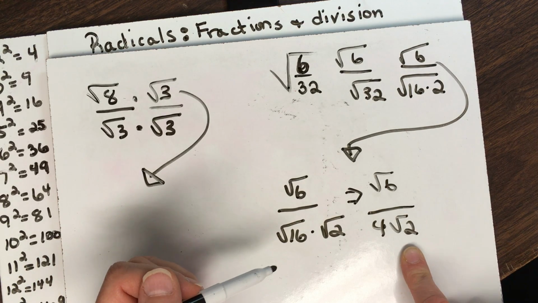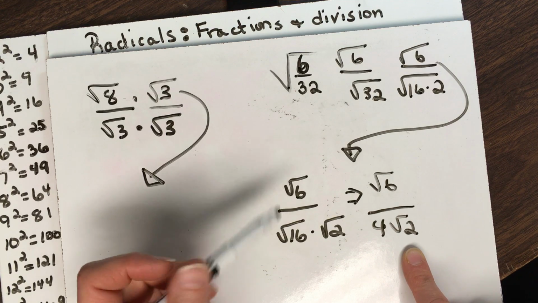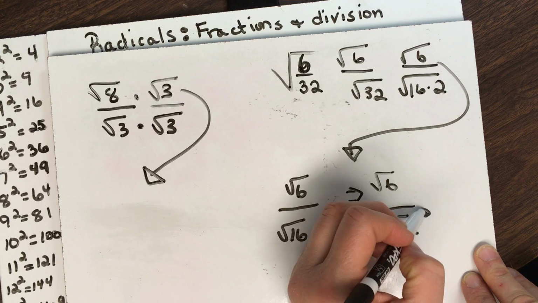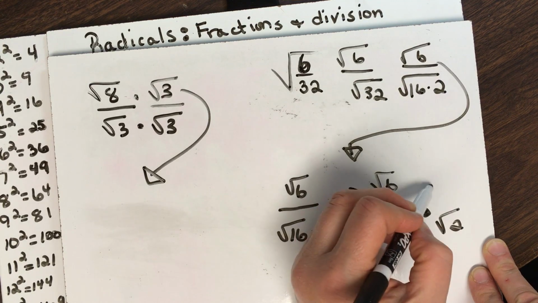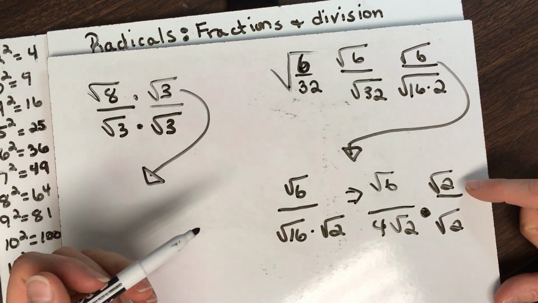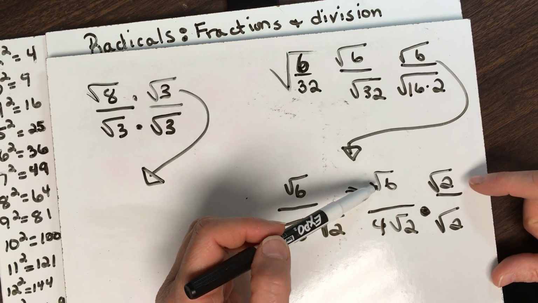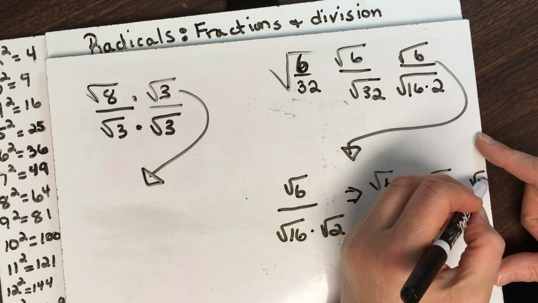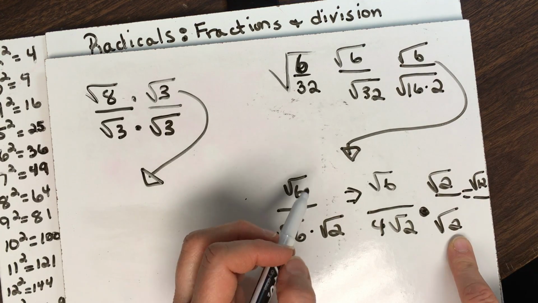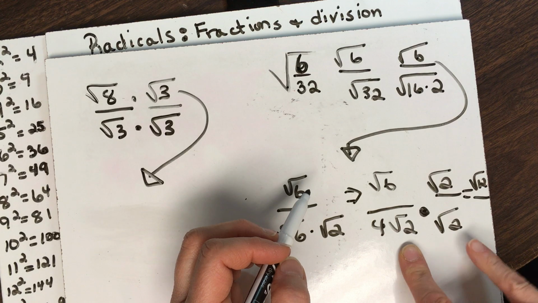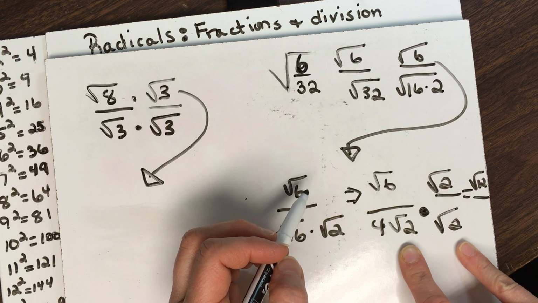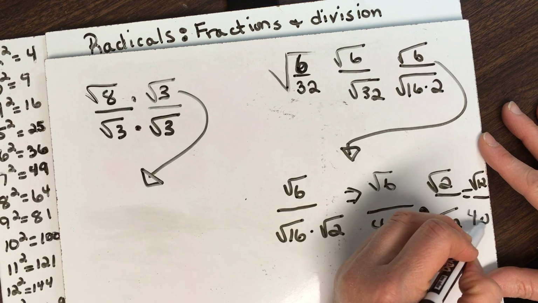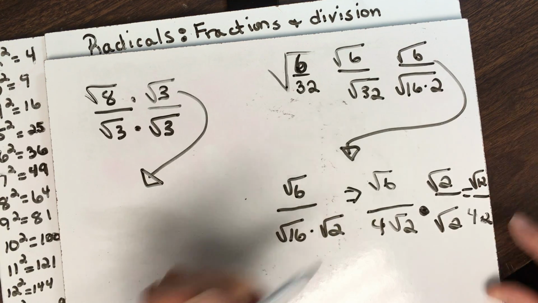Now, all I have to get out of the denominator is the square root of 2. That's much easier for me to work with than 32. So again, whatever I do to the bottom, I have to do to the top. So now I have 6, square root of 6 times the square root of 2 equals square root of 12. And then 2 times 2 square roots would be 4, and the square root of 4 is 2. So I'm left with this on the bottom.